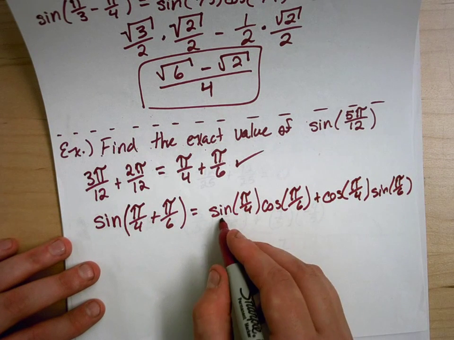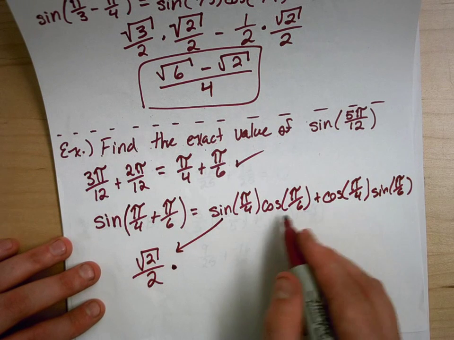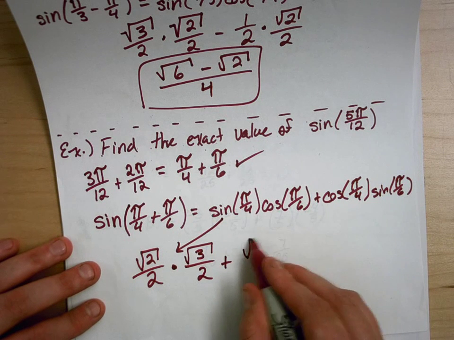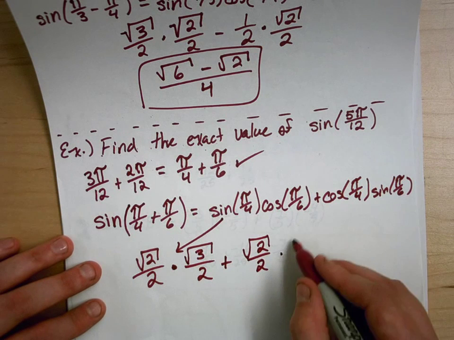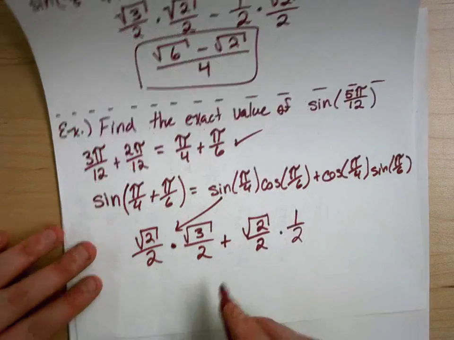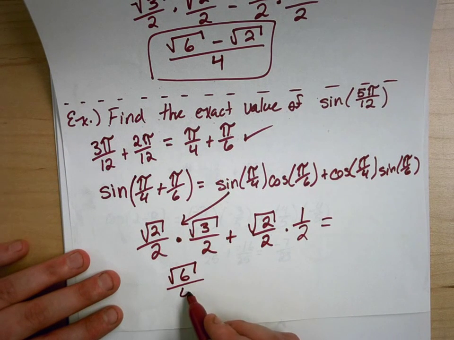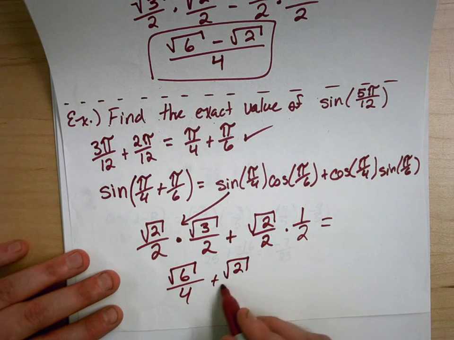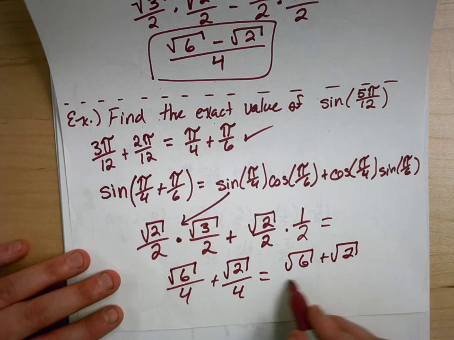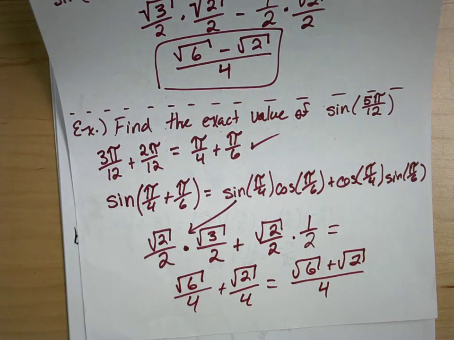Okay, that guy equals root 2 over 2. Cosine pi over 6 is root 3 over 2, plus root 2 over 2 times 1/2. Okay, and my answer is going to be square root 6 over 4 plus root 2 over 4. It's going to be root 6 plus root 2 over 4. Alright, not too shabby.